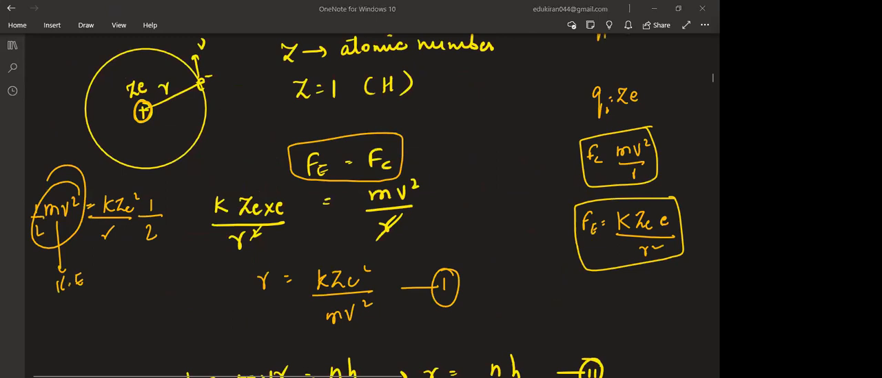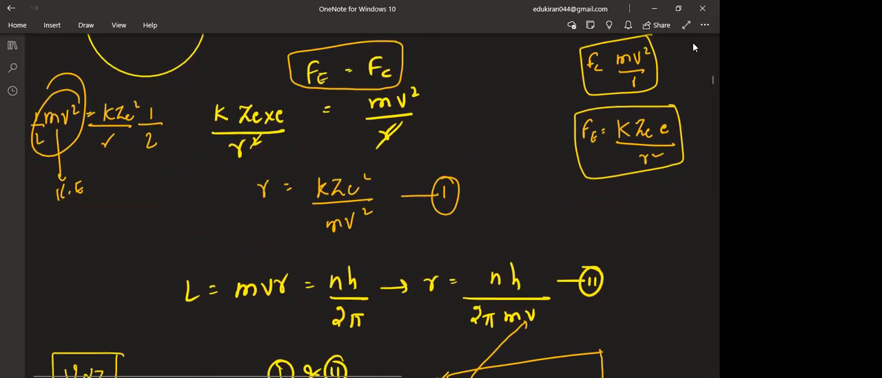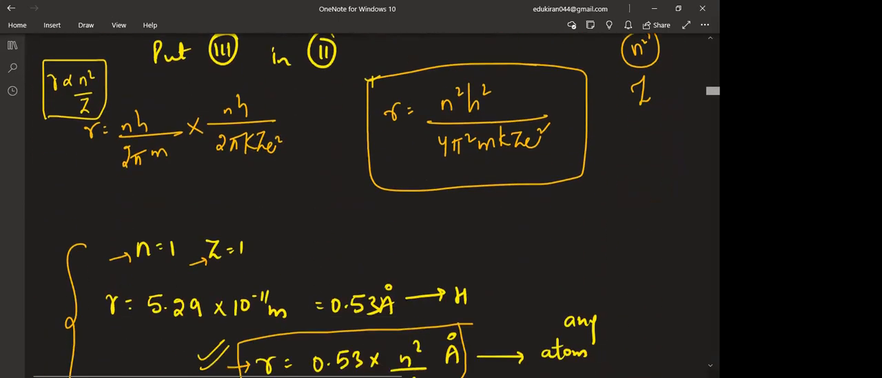No need to write the derivation, or if you want, you can quickly write this: Fe is equal to Fc. Just write these main formulas till here.